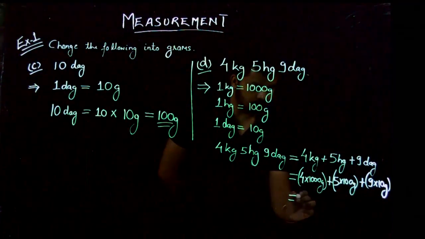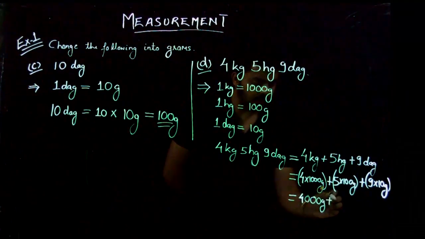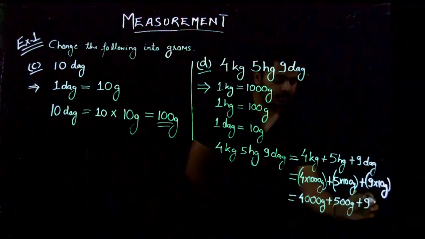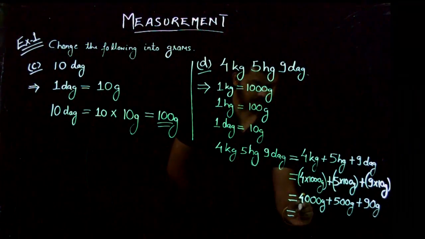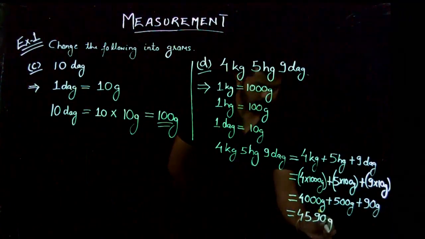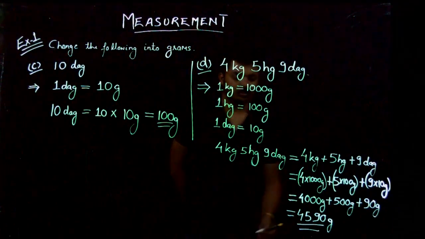Now it becomes 4000 gram plus 500 gram plus 90 gram. Now when we add up all the three, we get 4590 gram. So in this way we have converted it into grams.